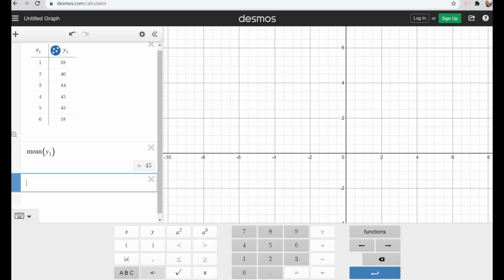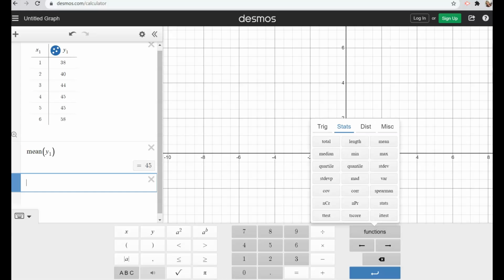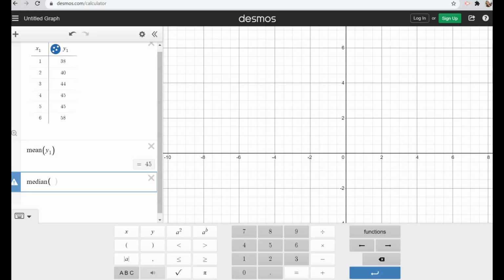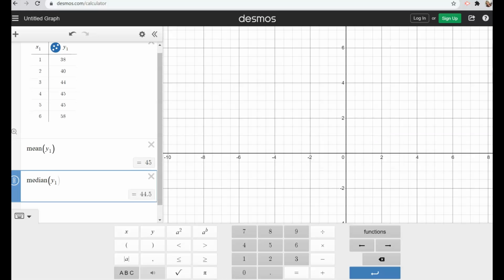As we do that, you see the little box in the lower right corner of that entry line that tells us the mean is 45. That's exactly what we found it to be. We can go back to functions and we can choose median, and again we need to tell it Y1 is where our data is, and you see in that lower right corner it tells us that the median is 44.5.